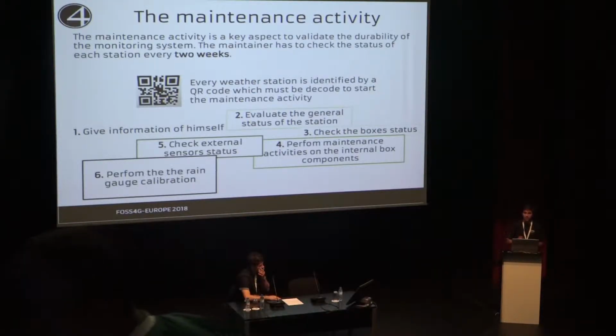the wires are good, if there is some corrosion, and so on. And then the fifth section is to check external sensor status. In fact, we are having some problems with corrosion also. And the last one is about the rain gauge calibration that has to be done to keep the data quality at a certain level.